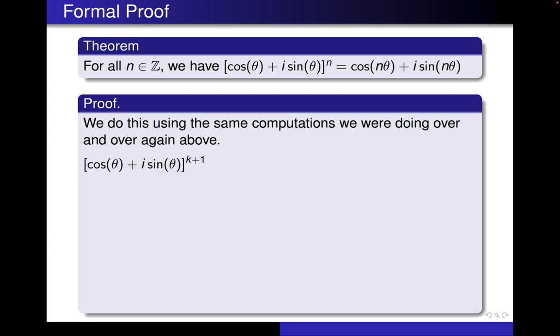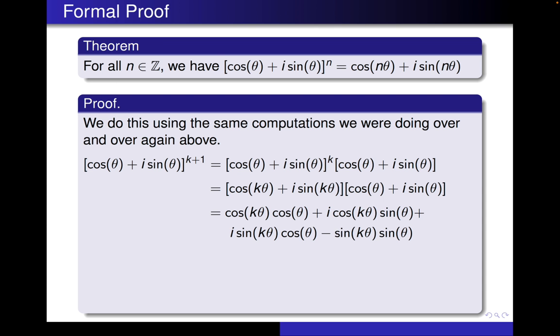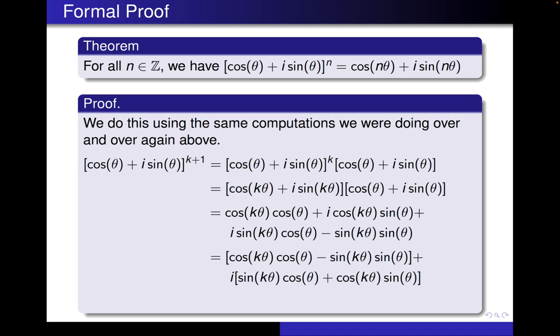So we want to find out what (cos θ + i sin θ)^(k+1) is. We're going to split it into (cos θ + i sin θ)^k times (cos θ + i sin θ). We are assuming that (cos θ + i sin θ)^k is equal to cos(kθ) + i sin(kθ), so we can substitute that in. Now we do the foiling just like we did before. We collect the real terms together. We collect the imaginary terms together and factor out that i.